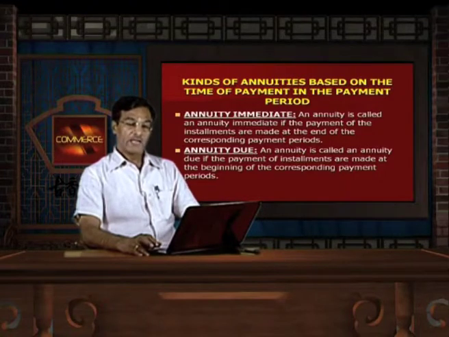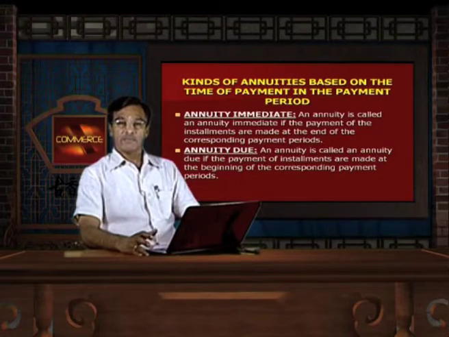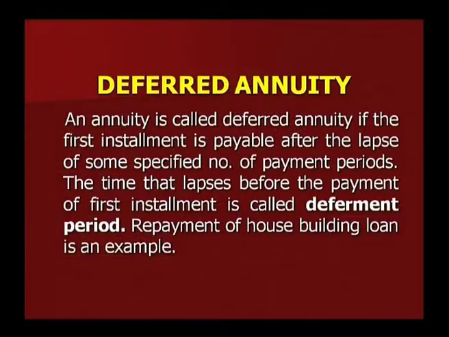The first, annuity immediate, in which the installment is calculated at the end of the time period, it may be monthly, may be yearly, and in the annuity due, it is calculated at the beginning of the month or beginning of the year. Now let us discuss deferred annuity.